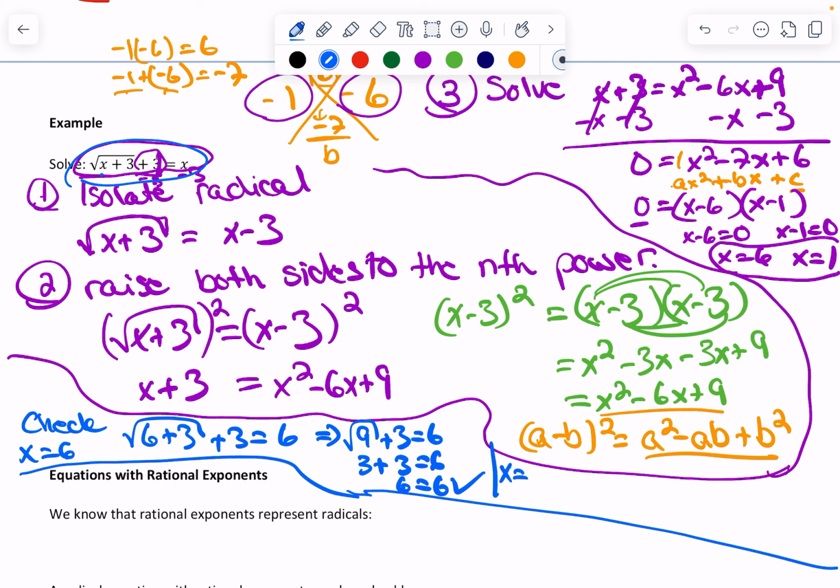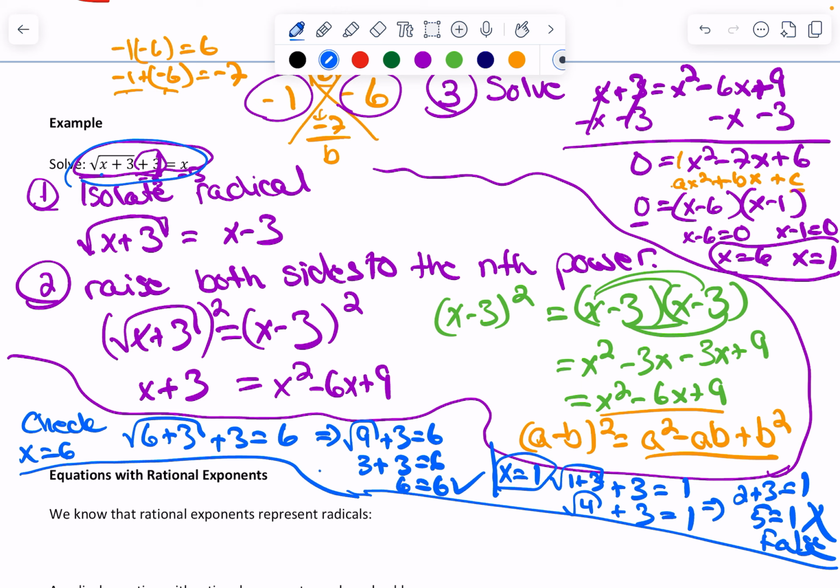Now we're going to take x equals 1 and do the same thing. I usually like to put it underneath because it's easier to see, just because I didn't plan properly here, I'm running out of room. So I'm plugging in 1 where the x is. So 1 plus 3 is 4. Square root of 4, plus 3, and this should equal 1. Square root of 4 is 2, plus 3 equals 1. Well, we can see that this is not correct. This is false.